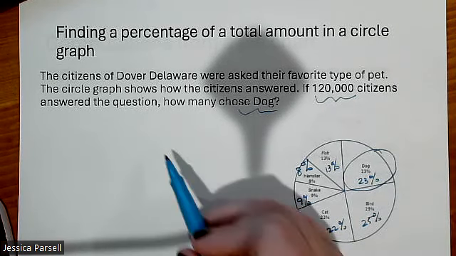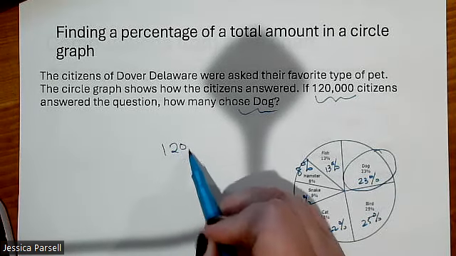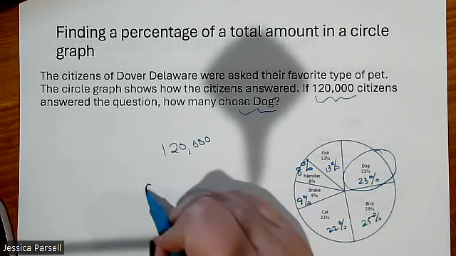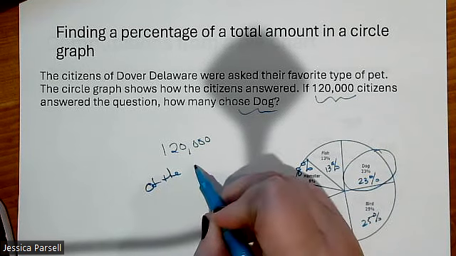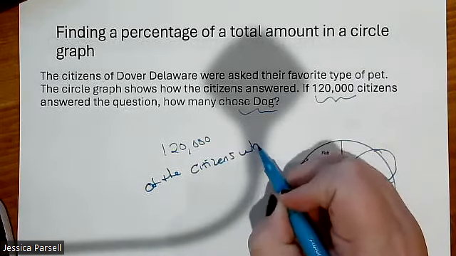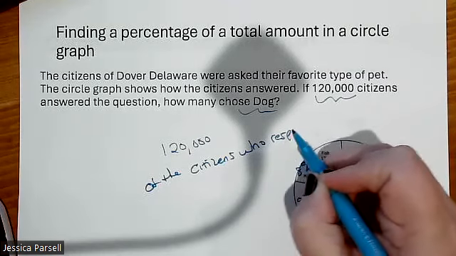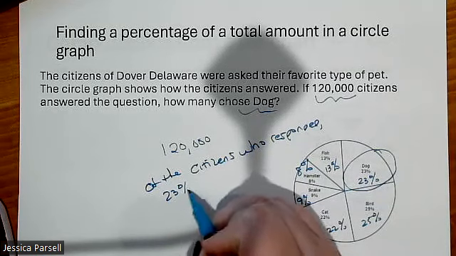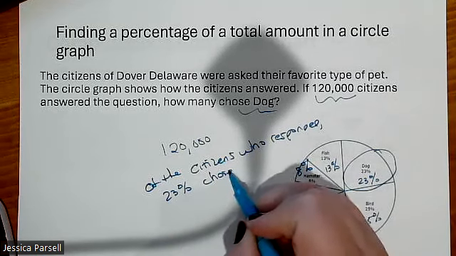All right, so we're going to take 120,000. We're going to be using that number. We can say of the citizens who answered, or who responded, comma, 23% chose dog. So they're dog people.